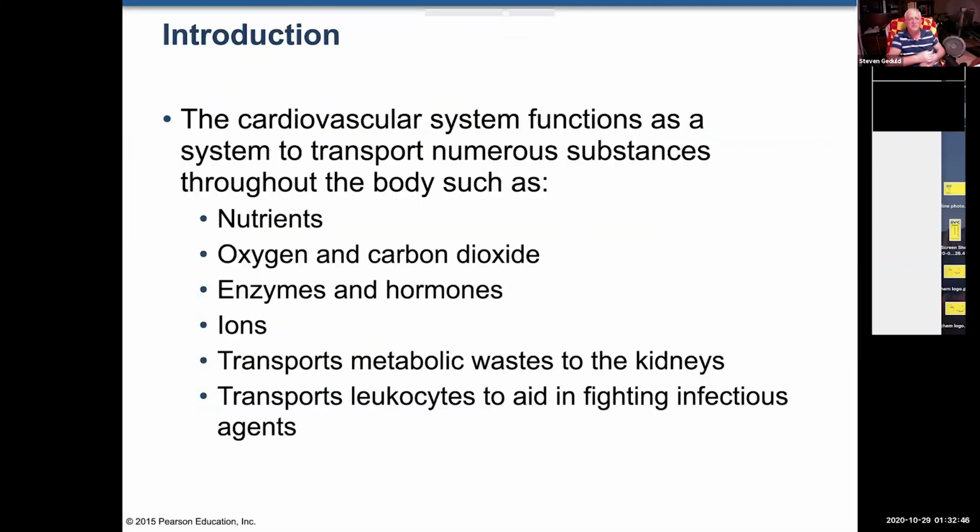The cardiovascular system functions to assist and transport numerous substances throughout the body. That's the function of the cardiovascular system, to move things around. It transports nutrients, oxygen and CO2, enzymes and hormones, ions, transports metabolic waste to your kidneys, and transports leukocytes to aid in fighting infectious agents. So if you have an infection, it transports leukocytes to that area.